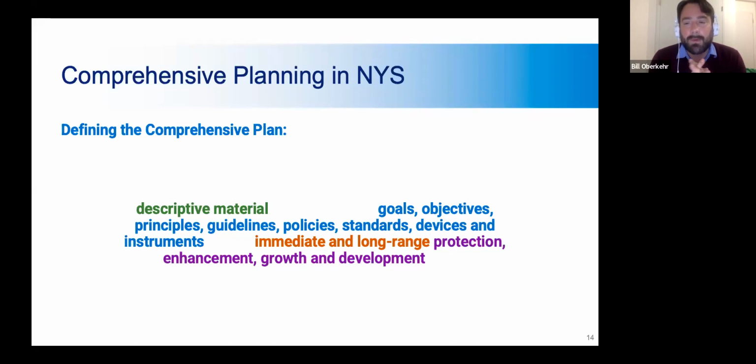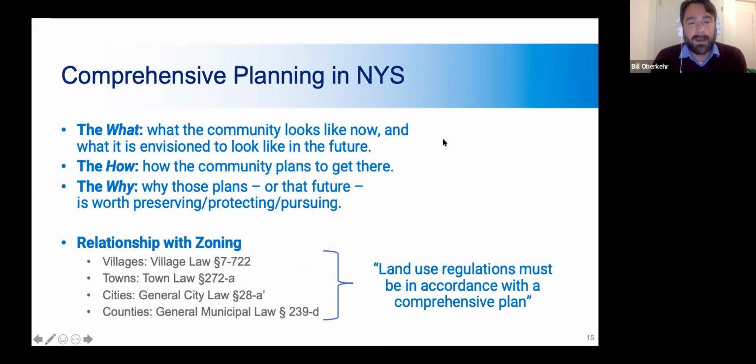Protection, we're looking at the past again and the present. We want to protect what's here that we like, and that's especially that which has been here and is integral to the character of the community. But we also want to decide where we want to enhance what's already there and then further grow and develop it. So those are really what we're looking at. That's the crux of comprehensive planning. So we've got what the community looks like now and what is envisioned to look like in the future.